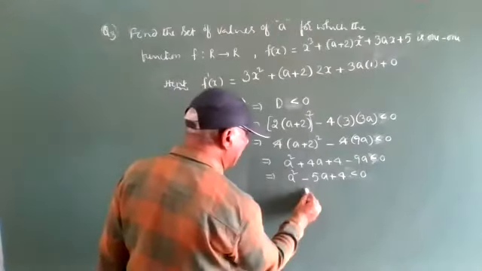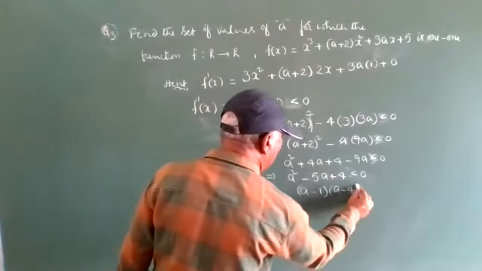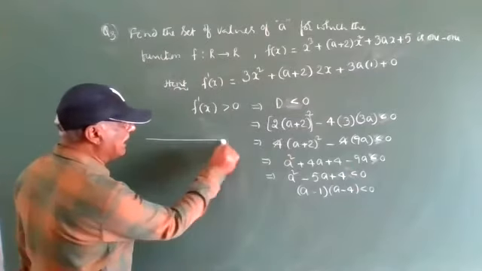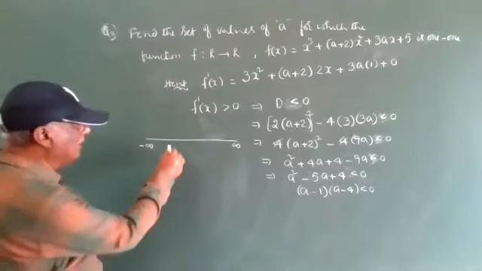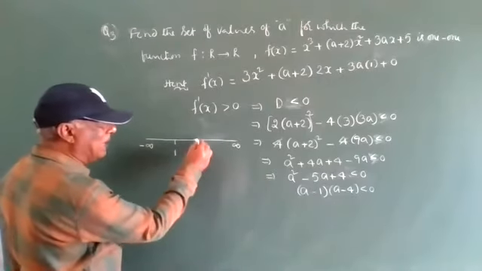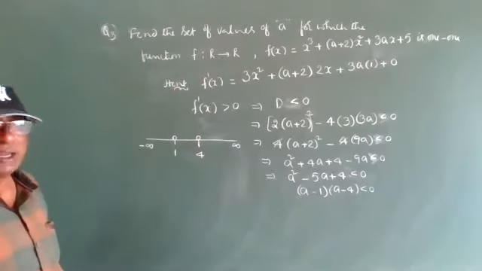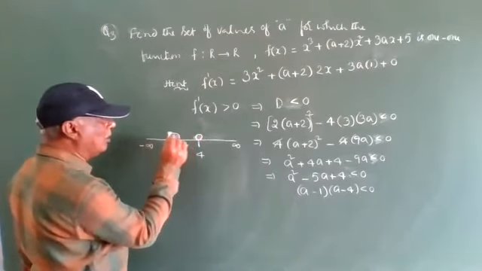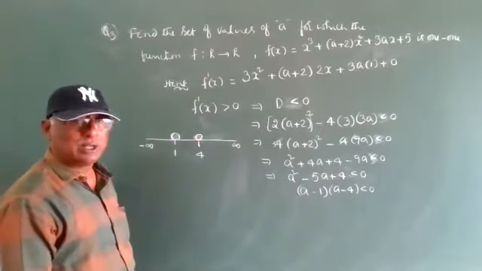So now the factors are a minus 1 into a minus 4 is less than 0. Immediately, the real line, which is minus infinity to plus infinity. One a value is 1, another a value is 4. So less than only, not included, the whole circle not included.